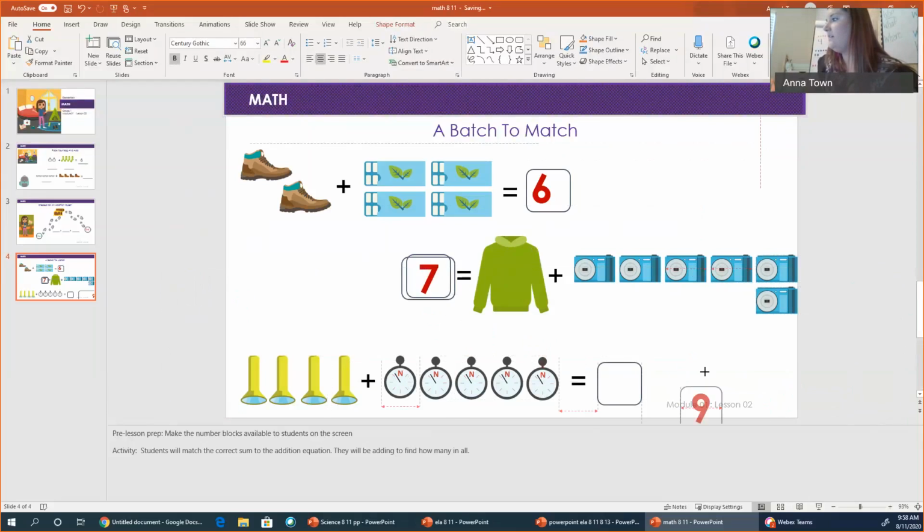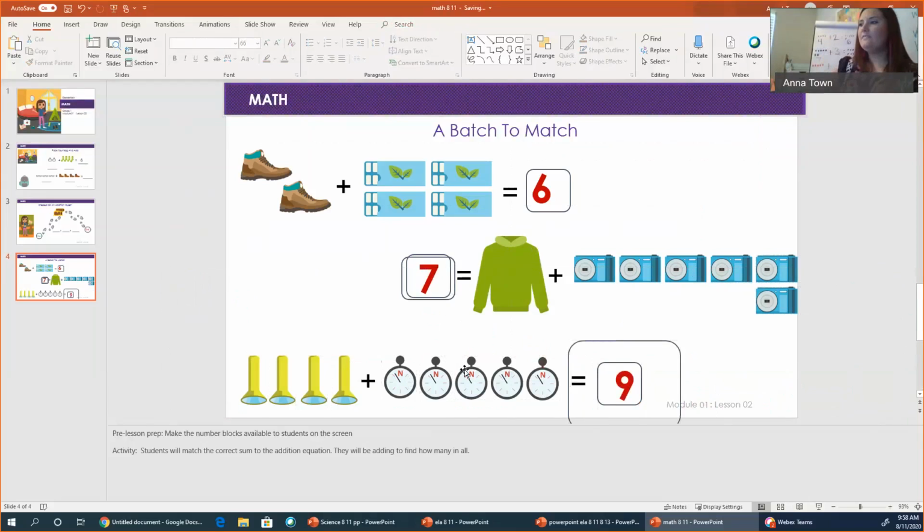I'm having a hard time with these. There we go. 4 plus 5 is 9. 4 was an addend, 5 was an addend, and 9 is our sum. That is the end of our 1.02 lesson. I'm going to do a few examples of missing addends, which is 1.03.